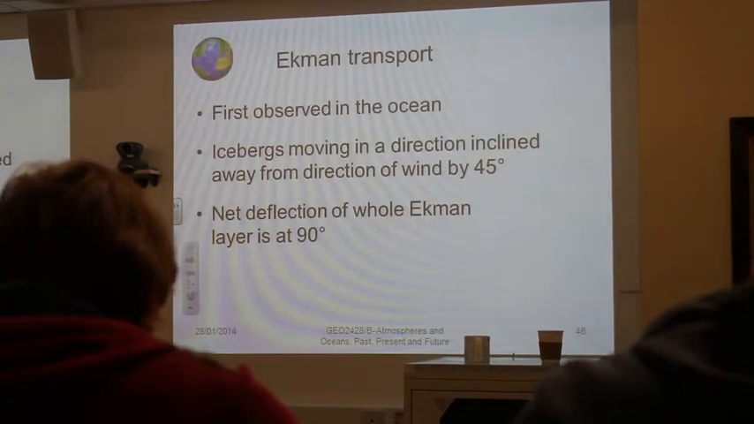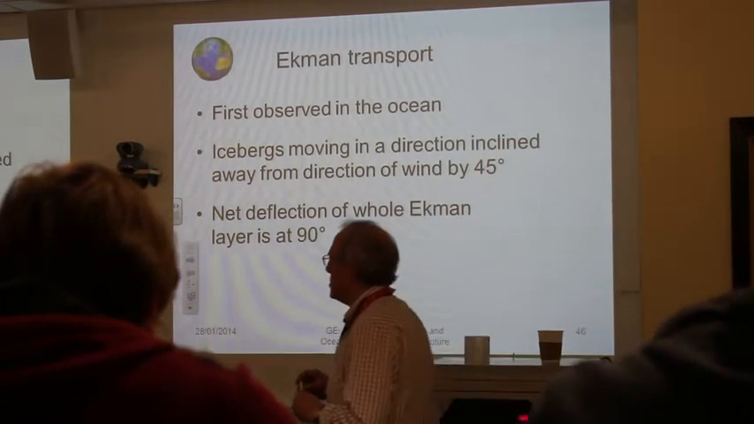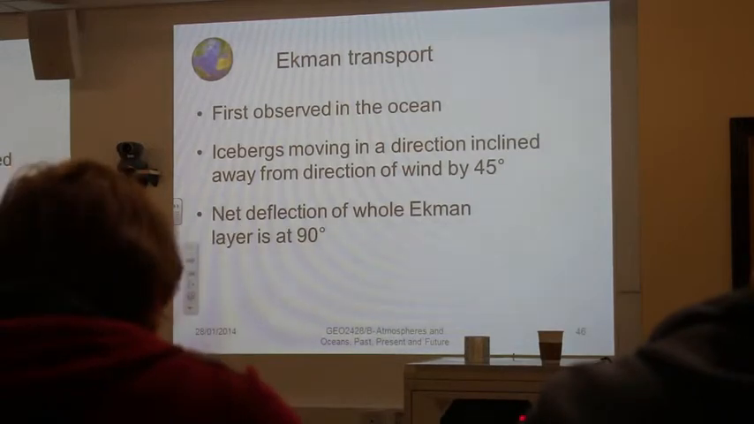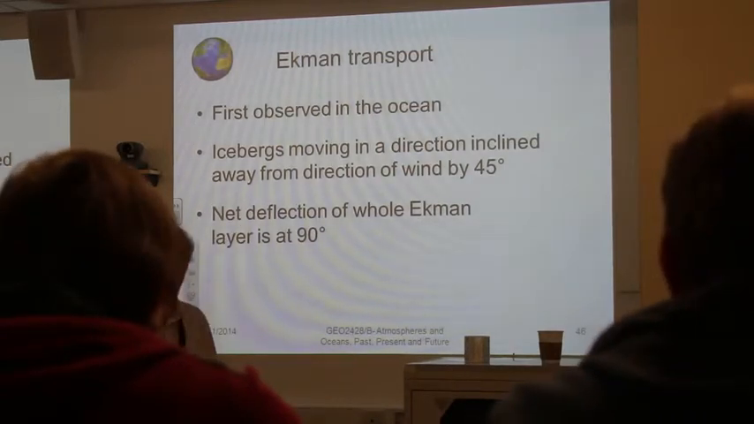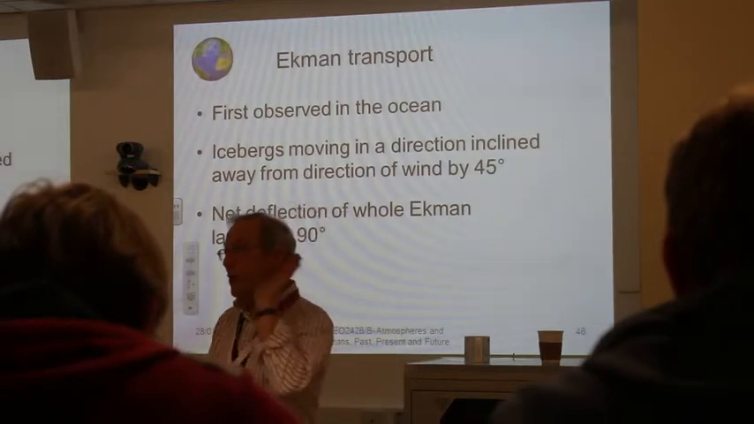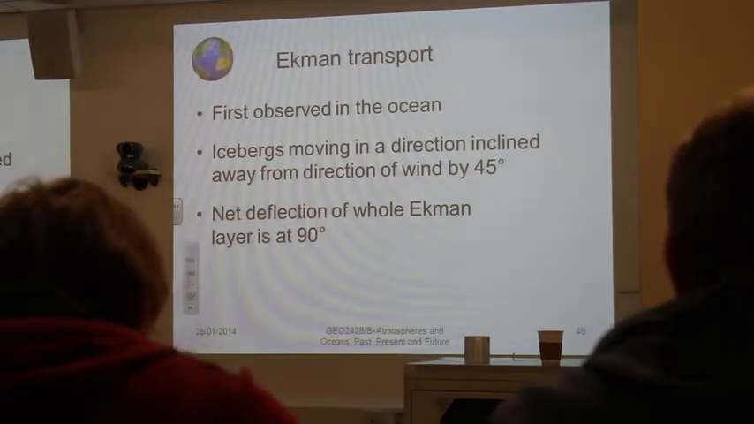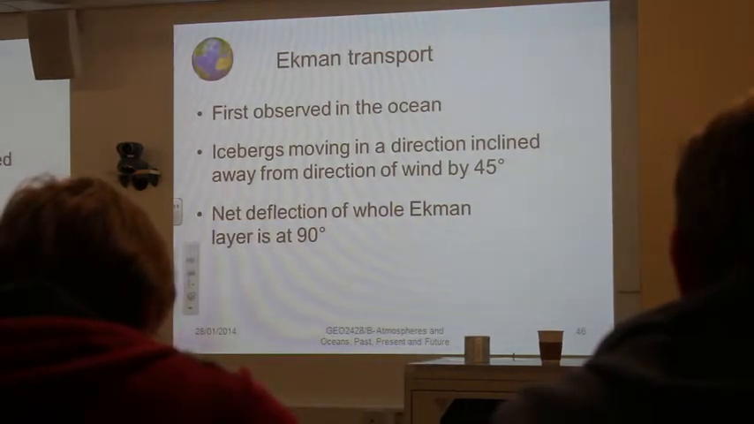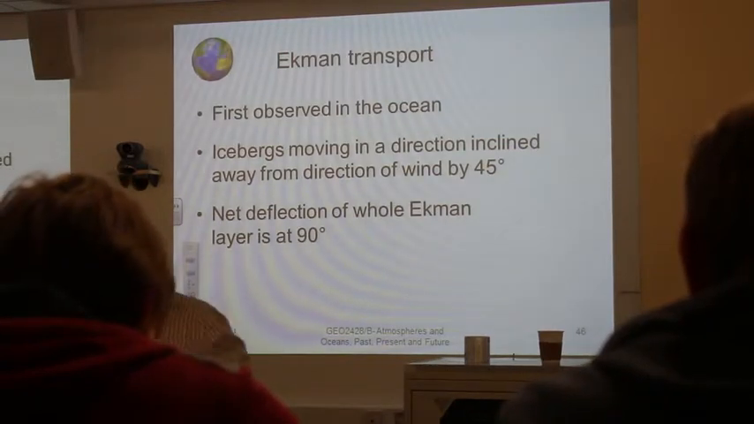The Ekman transport, actually we talk about Ekman transport with atmospheric circulation, but its first identification was in the oceans, where icebergs moved in a direction inclined away from the direction of wind by 45 degrees, which is a bit odd. You could see the wind going in this direction and the iceberg travelling off in a different direction, which as you can see is a slight complication.